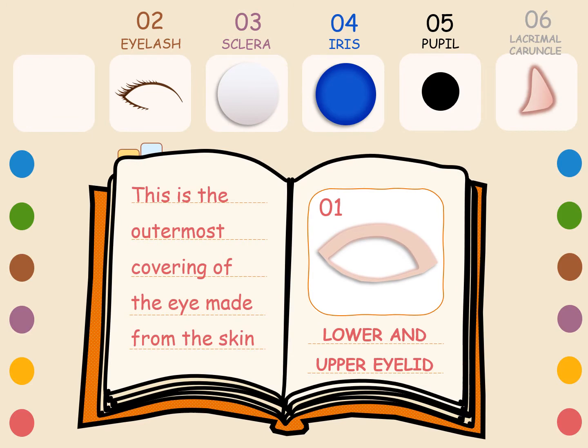Yes, of course. First, lower and upper eyelids. This is the outermost covering of the eye made from the skin. When I asked you to shut the eyes, eyelids come together and block the light entering the eye. When we sleep, our eyelids are shut. But did you know most of the animals can sleep with their eyes open?